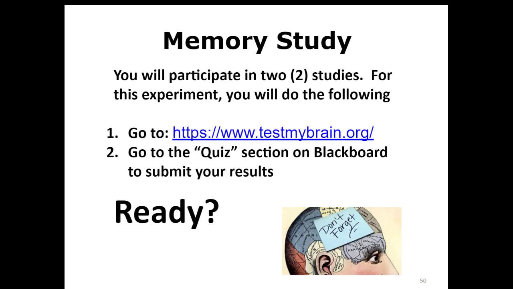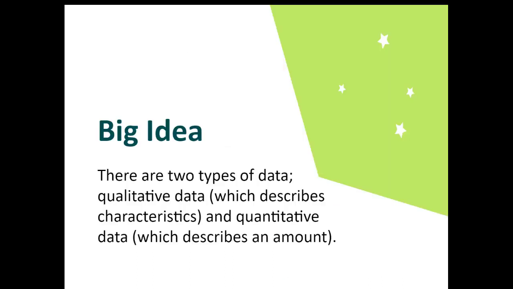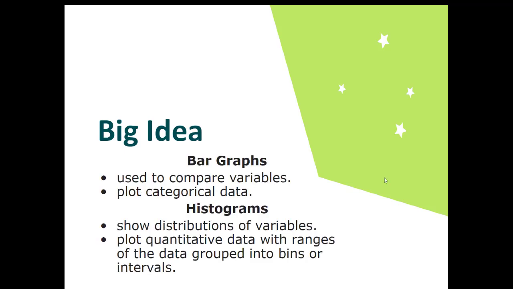I need this information because we're going to be using it as real life data to continue working on measures of center. So what's the big idea? There are 2 types of data: qualitative data, which describes characteristics, and quantitative data, which describes a quantity of a measured amount. In order to visually display this information, we can use bar graphs for qualitative data or categorical data. And bar graphs are used to compare variables.